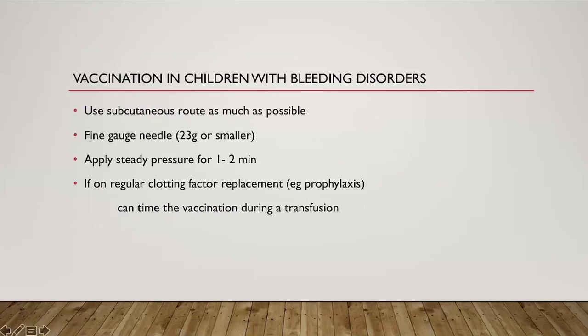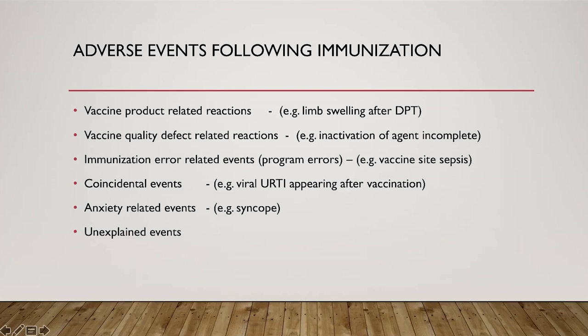Then vaccination in children with bleeding disorders. The best thing is to use the subcutaneous route as much as possible, using a fine gauge needle, 23 or smaller is better. Rather than rubbing after the injection, it's better to apply steady pressure for a minimum of 1 to 2 minutes. If a child is on regular clotting factor replacement like prophylaxis, then you can time the vaccination during such a transfusion.